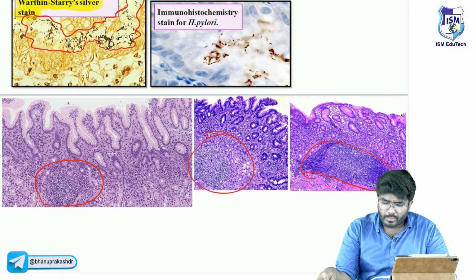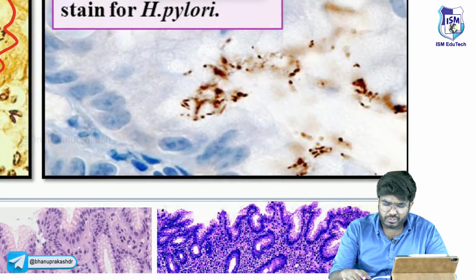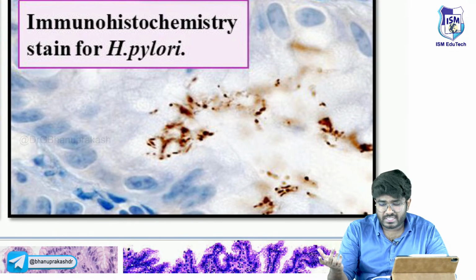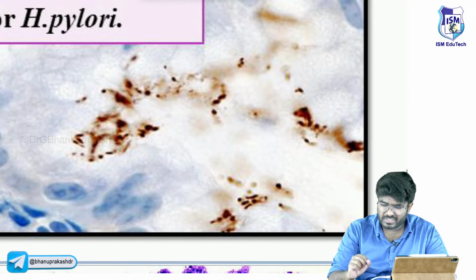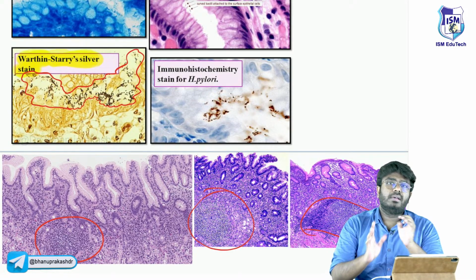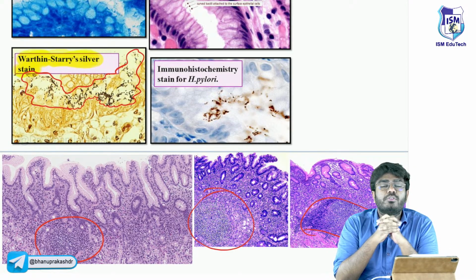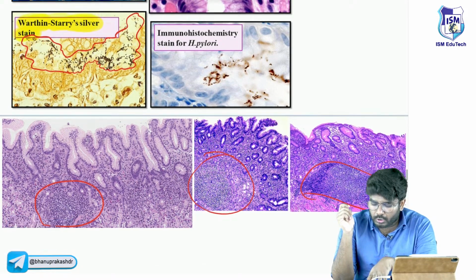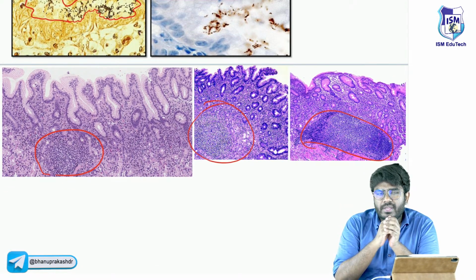Under microscopy, immunohistochemical stains can also be used to look for Helicobacter pylori. The small dots are the Helicobacter pylori. But for your exams, just remember the Warthin-Starry stain is the stain used for Helicobacter pylori. And not only that, you can also see these germinal centers in the lamina propria.